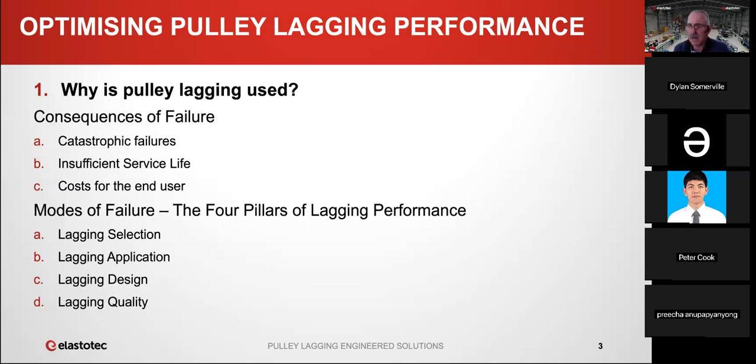Now, can I ask for anybody to comment on why you think pulley lagging is used? So why don't we just have conveyors running with steel pulleys, no lagging? Wear and grip. Yep. Thanks, Dylan. Anything else that anybody can think of? Also probably corrosion to an extent. Protecting the pulley shell from corrosion. Yep. Any others?